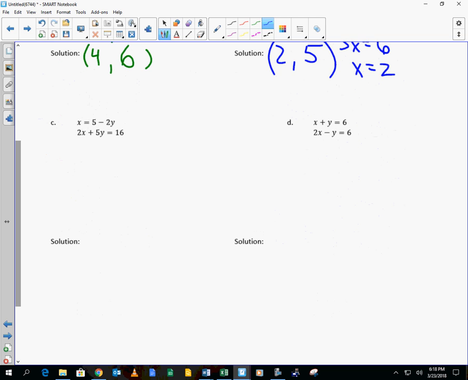Next one's just slightly different. We have x equals 5 minus 2y. So we're going to take that, we're going to place it in for the x. It's going to be a little bit longer to write out. 2 times the quantity, 5 minus 2y. So we are going to have something to distribute here. Plus 5y is equal to 16.